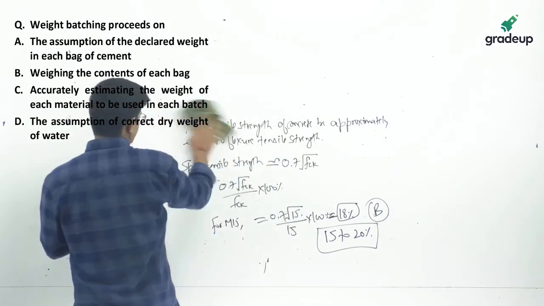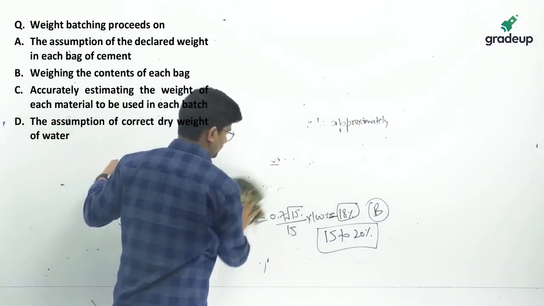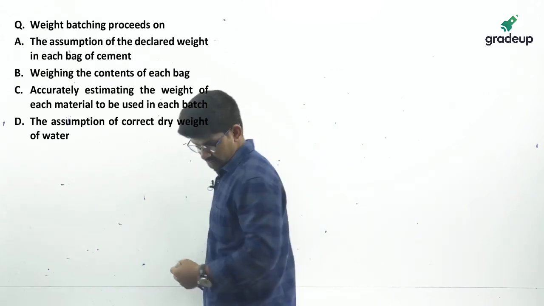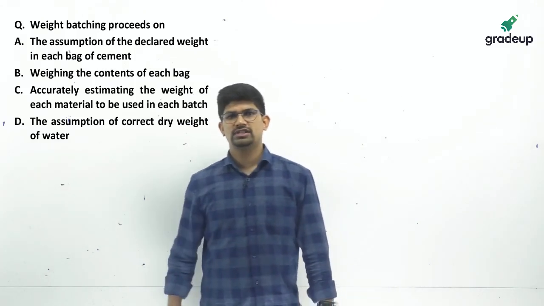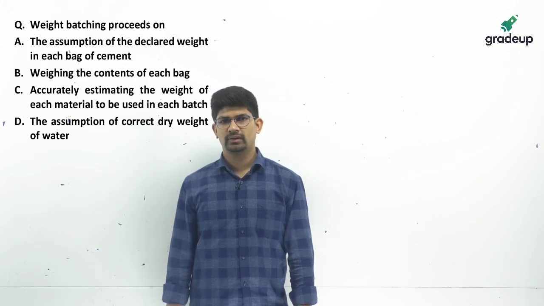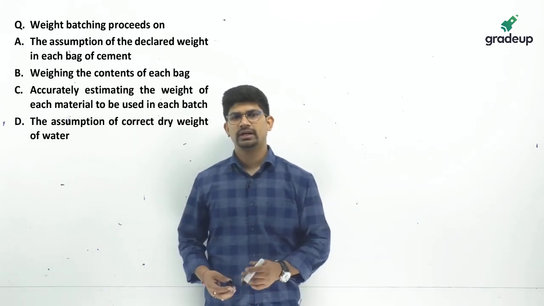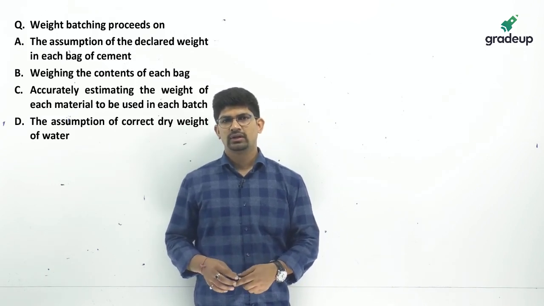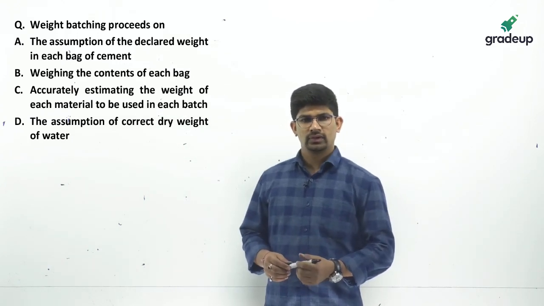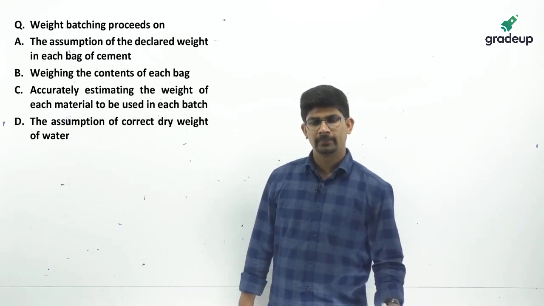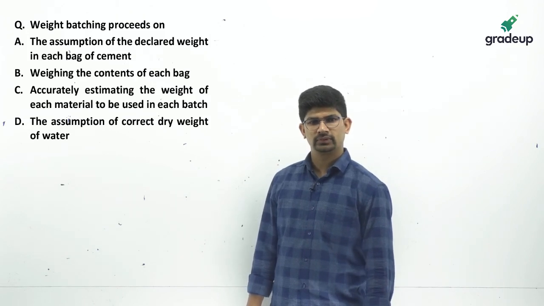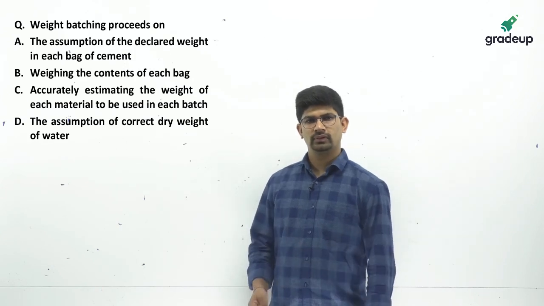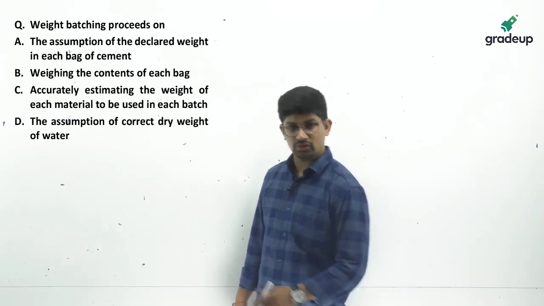Now it is a theoretical one, but since I have taught you about weigh batching and volume batching, you should be able to solve this question. Now weigh batching proceeds on the assumption of declared weight in each bag of cement, weighing the content of each bag, accurately estimating the weight of each material to be used in each batch, and the assumption of correct dry weight of water. Please quickly post your answers.